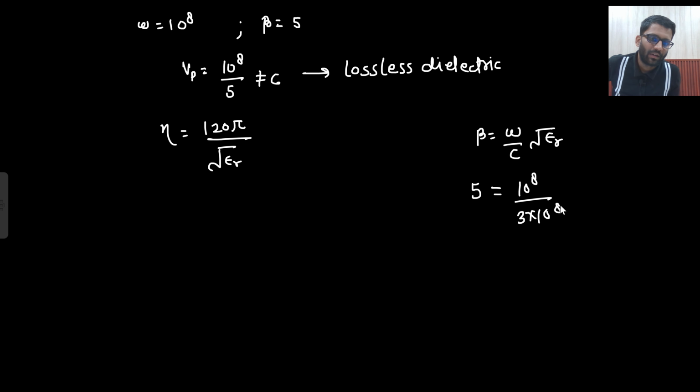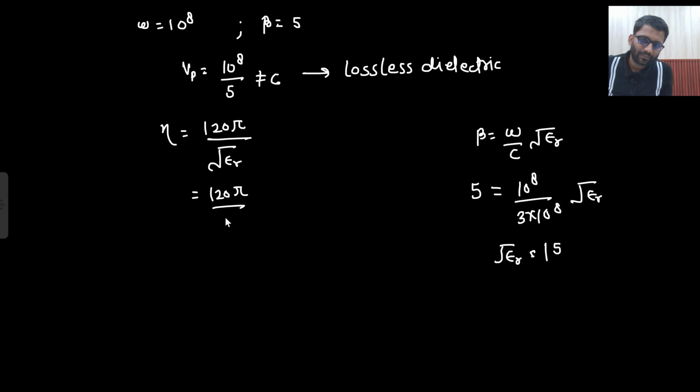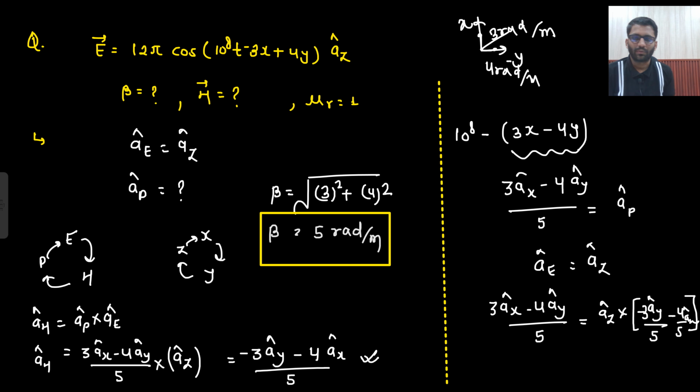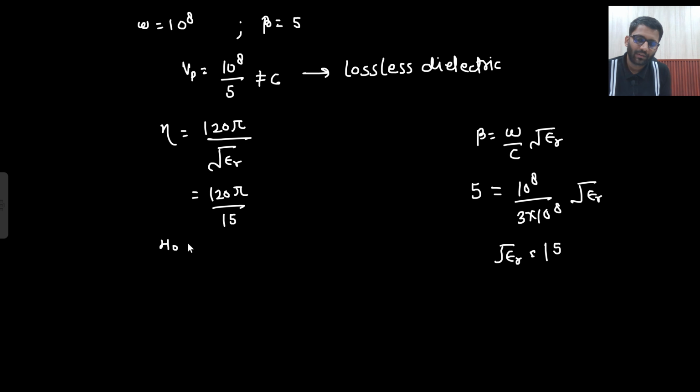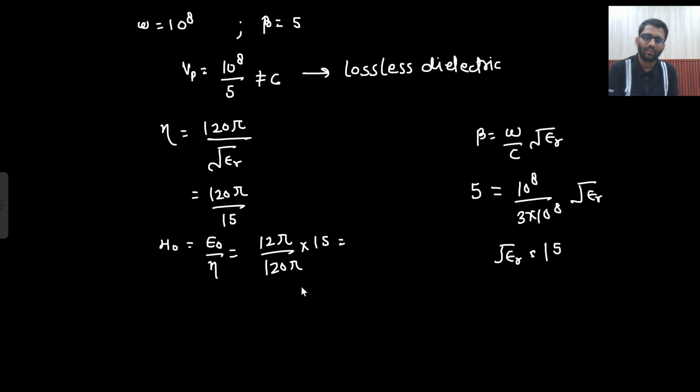3 into 10 to the power 8 under root epsilon r. Your under root epsilon r is coming out to be 15, right? So here I will put 15. So this is the value of eta you are getting. So what will be your H naught? H naught will be E naught by eta, right? E naught is 12 pi. What will be your eta? 120 pi into 15. Pi by 10, 1.5. This will be your H naught.